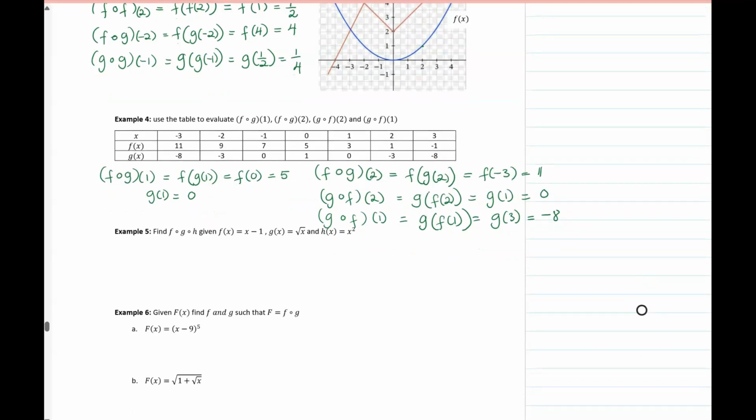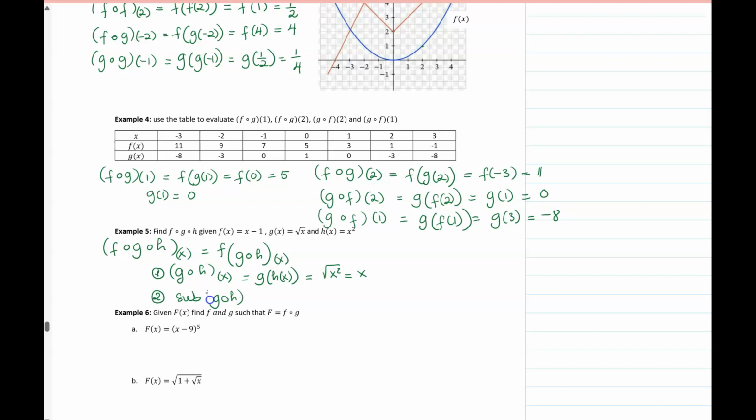So what happens if we have three functions composed together, f composed g composed h? We do this slowly. This means we have f of g composed h of x. The first step is to find g composed h of x, and that is g of h of x. So h of x equals x squared, g of x equals square root of x. So the square root of x squared equals x. Second, we substitute g of h of x into f of g of h of x. So that is f of x, which equals x minus 1.